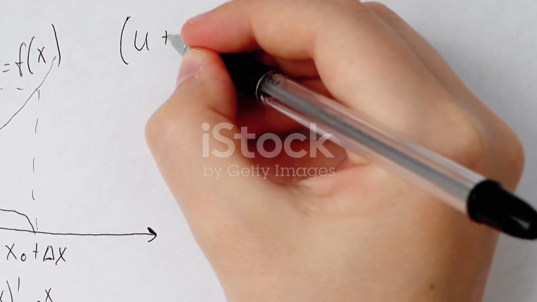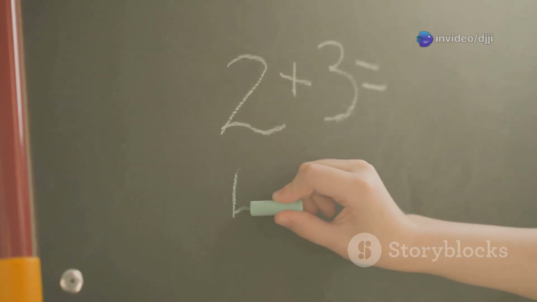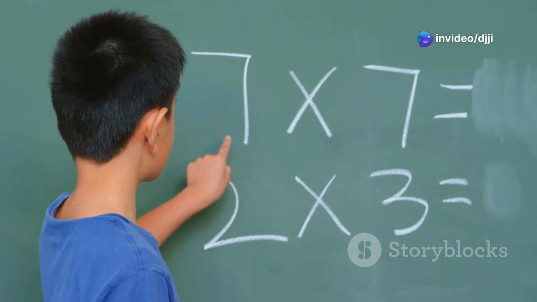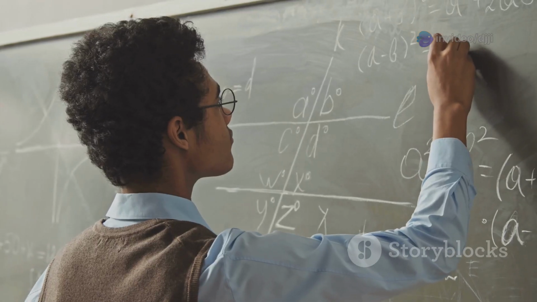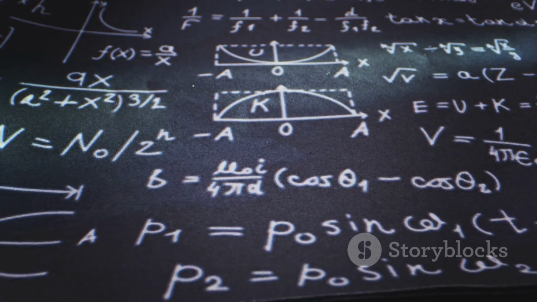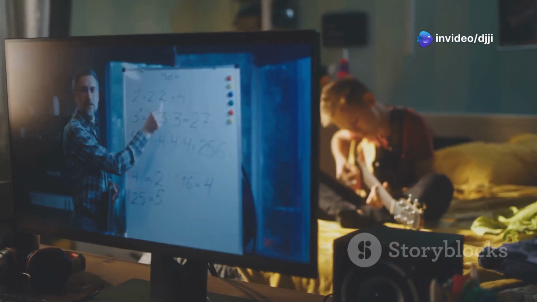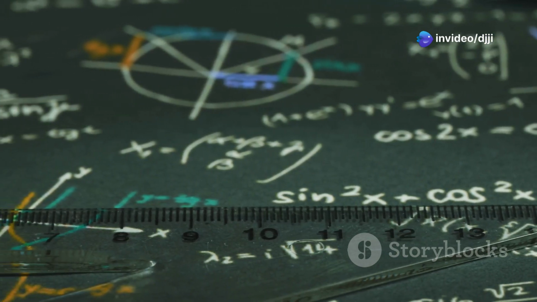1. Distribute: 2x times x plus 2x times negative 4 plus 3 times x plus 3 times negative 4. 2. Multiply: 2x squared minus 8x plus 3x minus 12. 3. Combine like terms: 2x squared plus negative 8x plus 3x minus 12. 4. Simplify: 2x squared minus 5x minus 12. Therefore, (2x plus 3) times (x minus 4) equals 2x squared minus 5x minus 12.